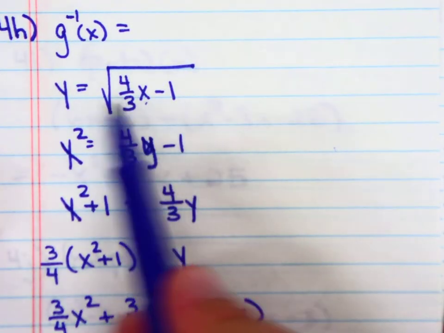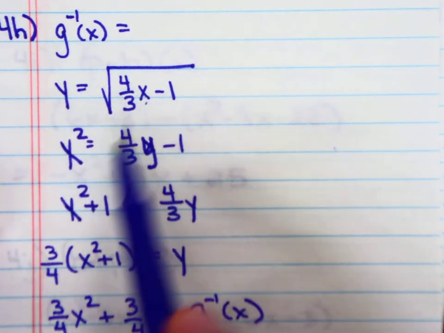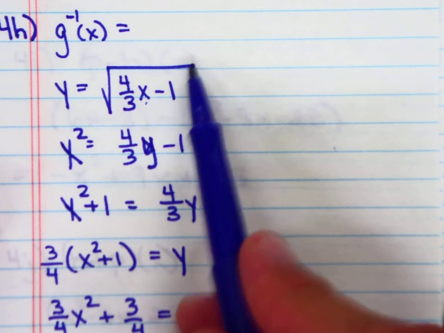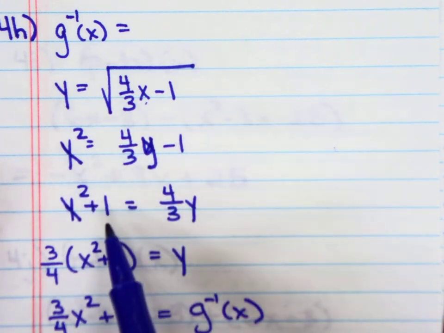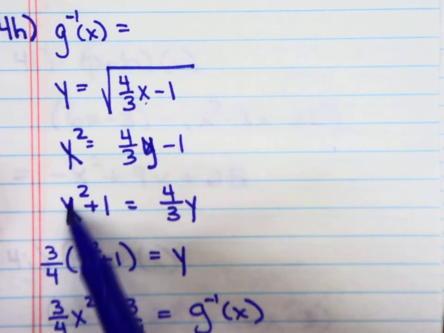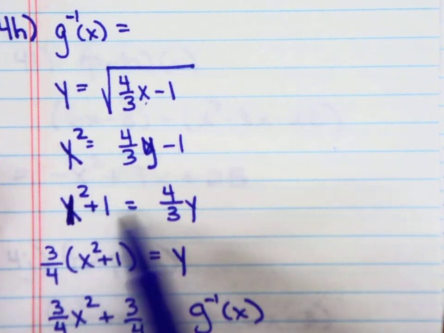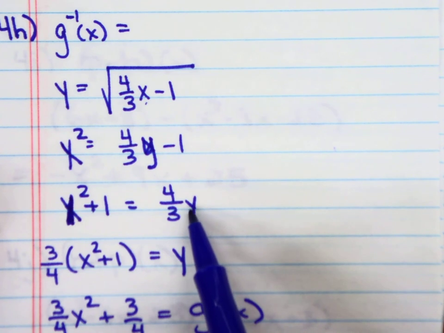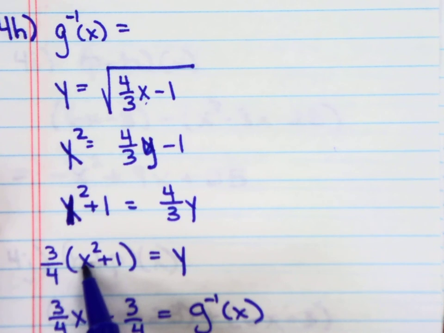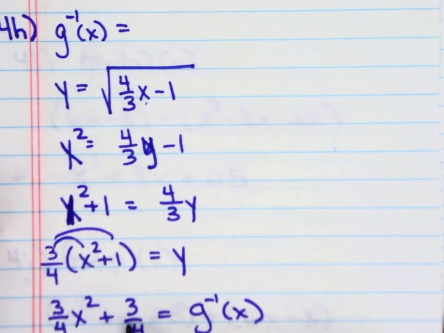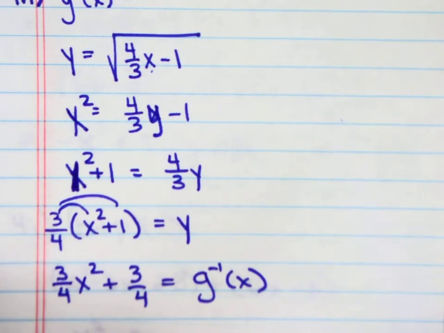For h, inverse of g of x, use the function g of x, switch x and y, get rid of the square root, square both sides, so you get x squared equals 4/3 y minus 1. Add 1 to both sides, and you get x squared plus 1 equals 4/3 y. Multiply both sides by the reciprocal of 4/3, 3/4, so 3/4 times x squared plus 1, distribute: 3/4 x squared plus 3/4 is the inverse of g of x.